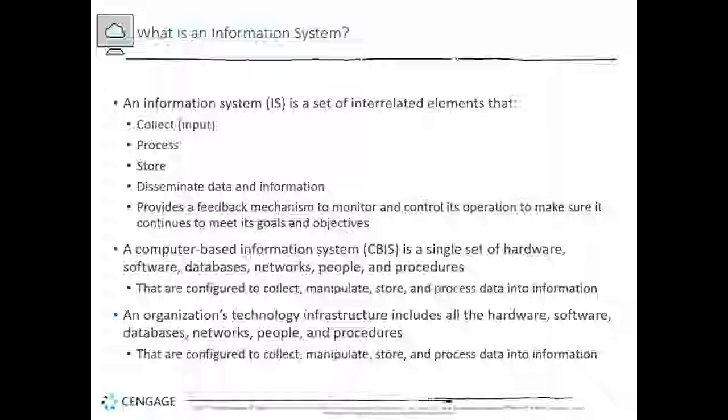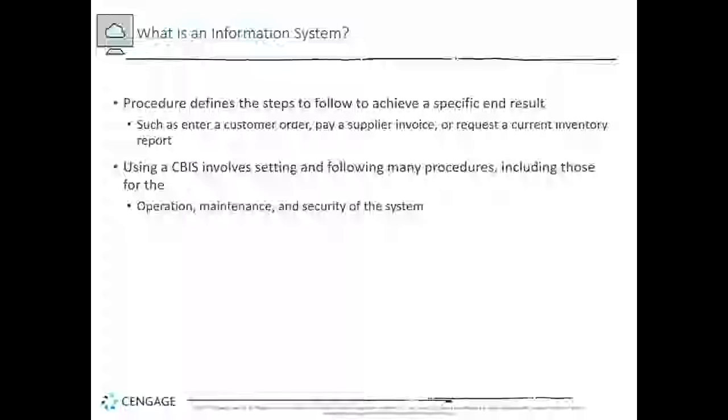An organization's technology infrastructure includes all the hardware, software, databases, networks, people, and procedures. They are configured to collect, manipulate, store, and process data into information. Procedures define the steps to follow to achieve a specific end result, such as entering a customer order, paying a supplier invoice, or requesting current inventory reports. Using a CBIS involves following many procedures, including those for operation, maintenance, and security of the system.